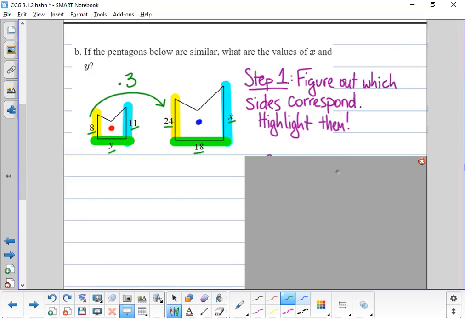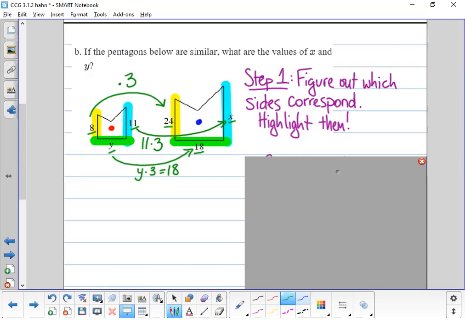So I can use that scale factor to help me figure out the other sides. If I'm going from 11 to X, I would do 11 times 3 to get my value of X. If I'm going from Y to 18, I would do Y times 3 equals 18 to help me find my value of Y. But sometimes it's not so easy to see what the zoom factor or scale factor is. Like if I was going from 8 to 27, I might not be able to see closely what that scale factor is.